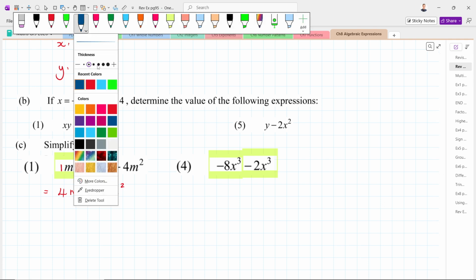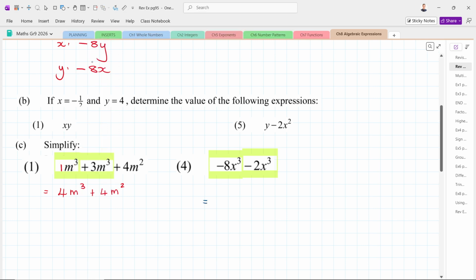There we go. A negative minus another negative is going to just add together. -8 minus 2 is -10. And again, my powers do not change. Over here, the cube didn't change. Over here, the cube is not going to change because we are not multiplying, dividing, or raising to a power. It's only when you use exponential laws that your exponents will change.